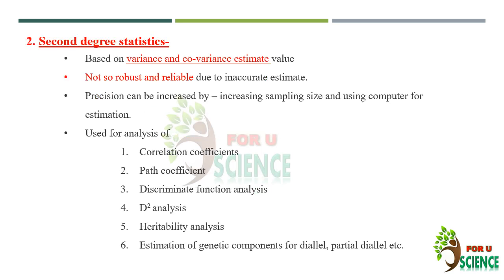Don't worry. The second degree of statistics is based on variance and covariance estimate values, which is not as robust or reliable as the first order statistics, because it is based on variance and covariance data. Its precision we can increase by simply increasing the sample size. The more samples we have in hand, the more data we have, and we can have a more reliable and robust interpretation. Or in this modern era, we can use computers to analyze data better. Second order statistics can be used in case of correlation coefficient, path coefficient, discriminant function analysis, D-square statistics, heritability of the trait analysis, and estimation of genetic components for diallel and partial diallel, where we use variance and covariance data to estimate the result.